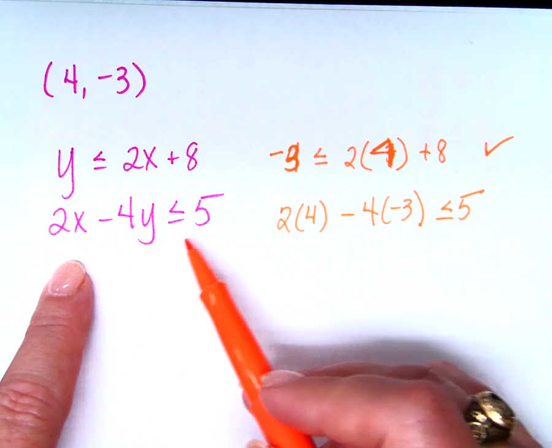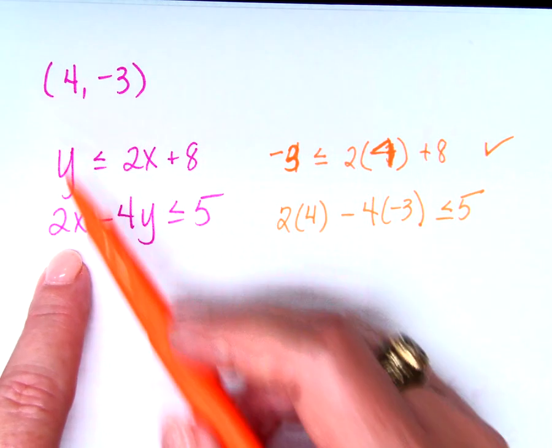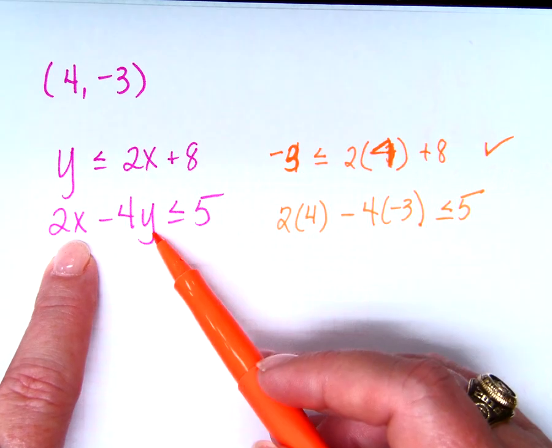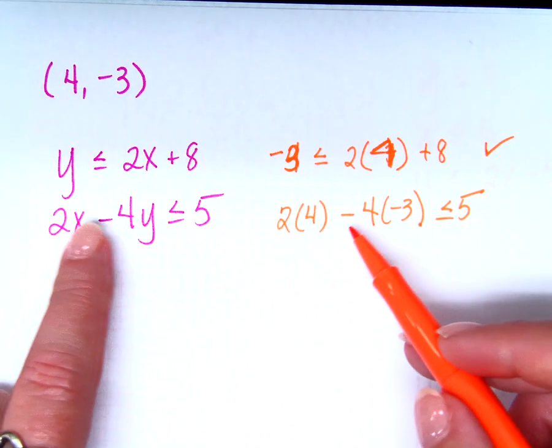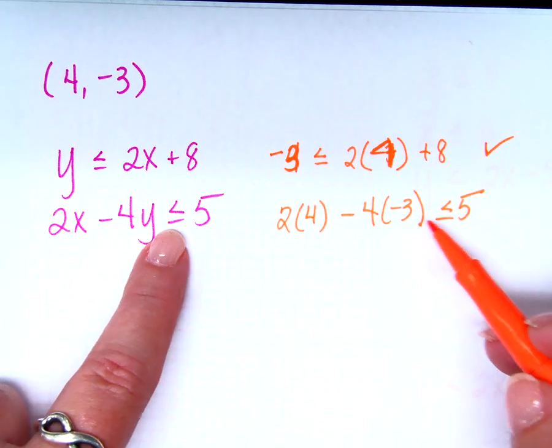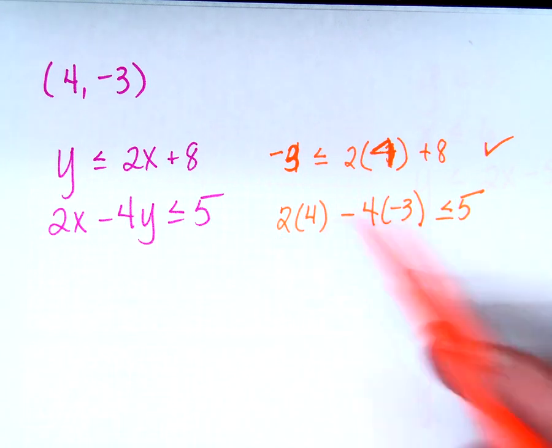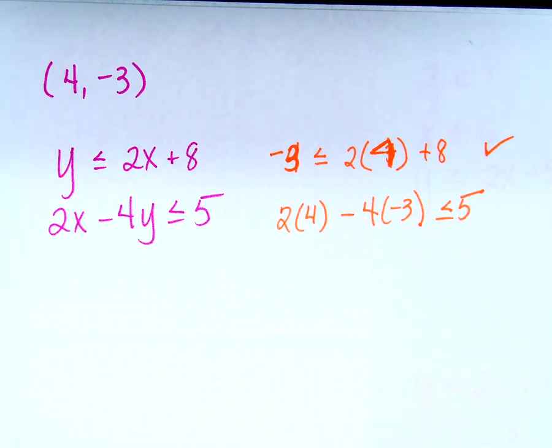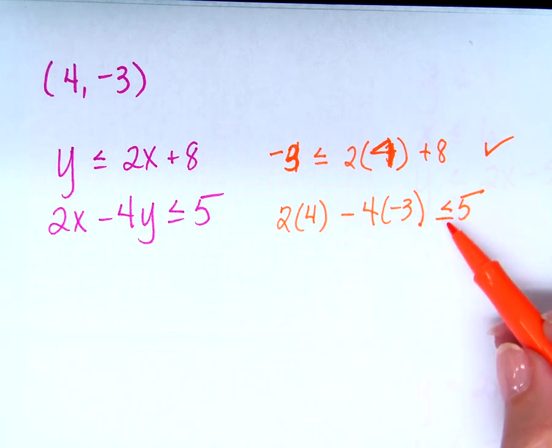Now, second inequality, same thing. I'm putting in x and I'm putting in y, right? So 2 times 4 minus 4 times negative 3 is less than or equal to 5. What is 2 times 4? 8. What about negative 4 and negative 3? 12. What's 8 and 12? 20. Is 20 less than or equal to 5?